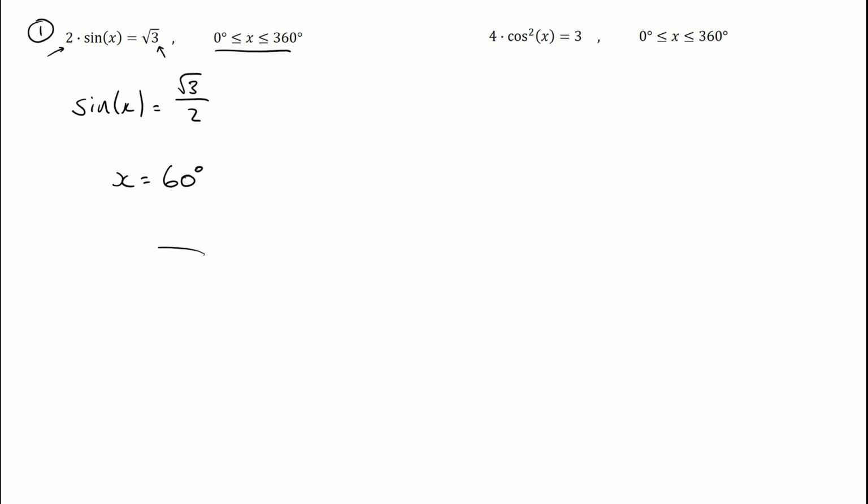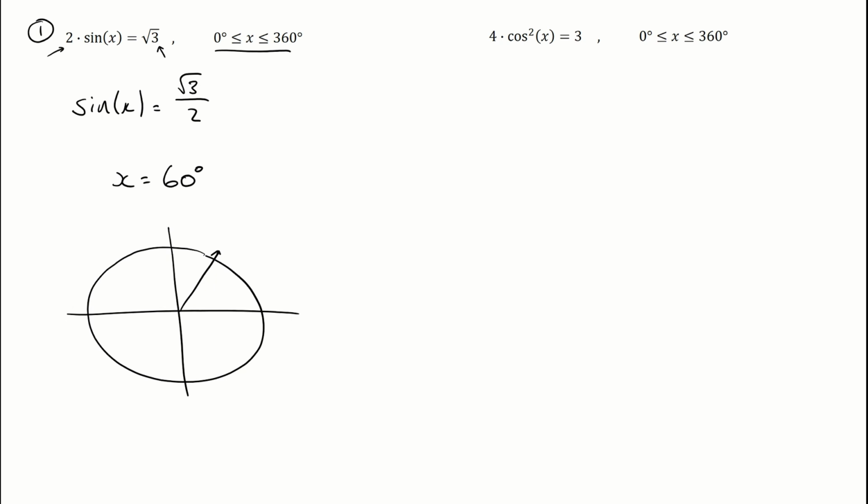So if I draw my unit circle and I look at where that 60-degree angle sits, it's somewhere out here. That measures sine across to the y-axis. So the other angle inside of the unit circle that will also give me that same value for sine would be this angle out here. This would be the 120-degree angle. So I'm actually going to end up with two solutions of 60 degrees and 120 degrees.